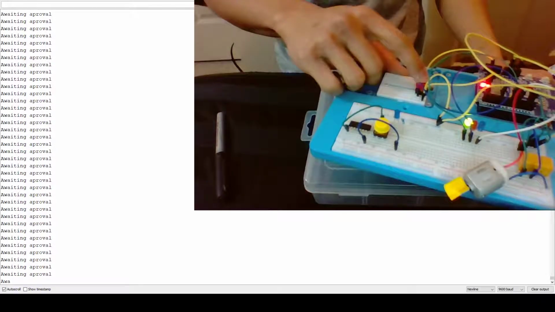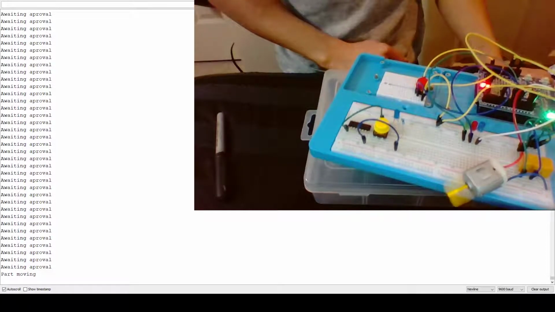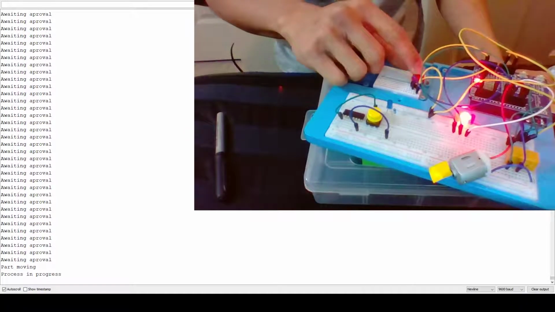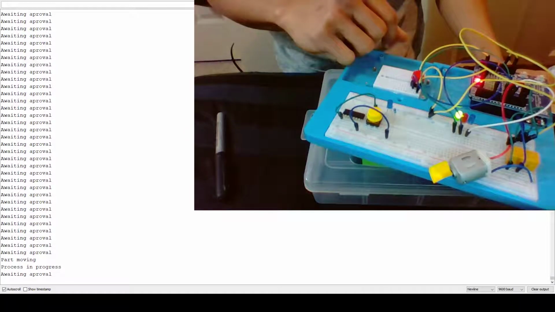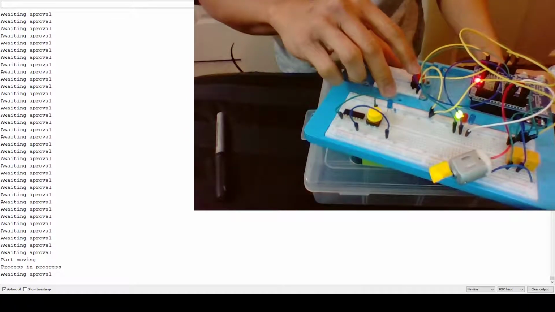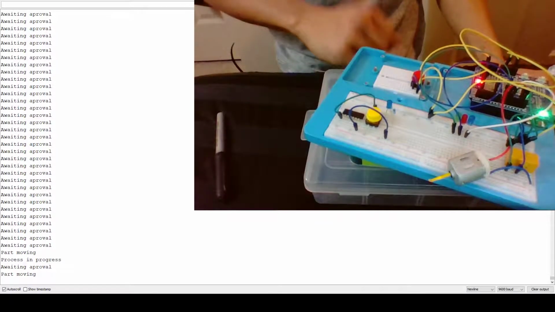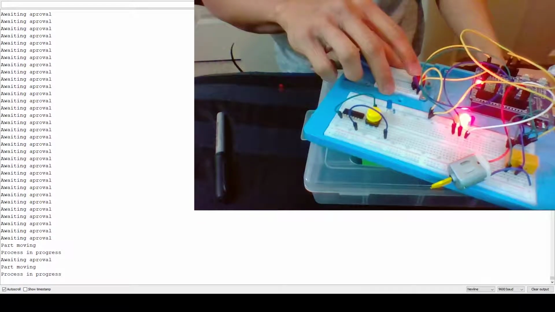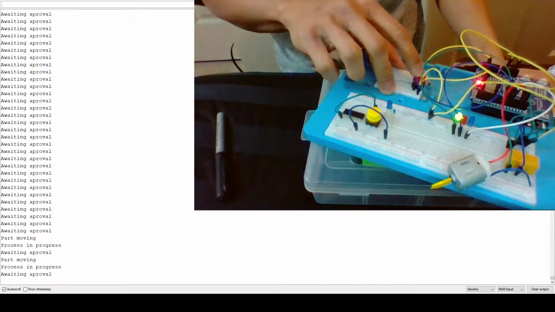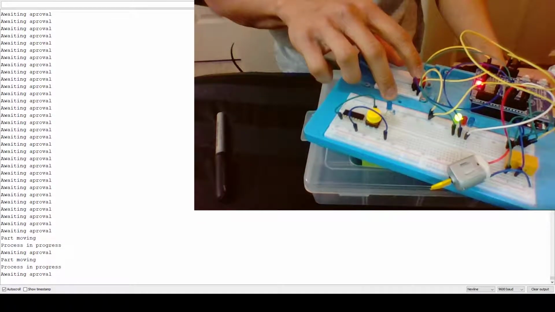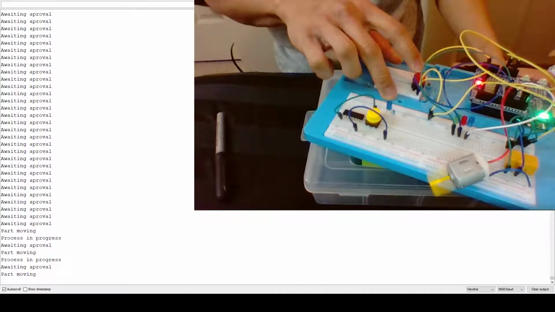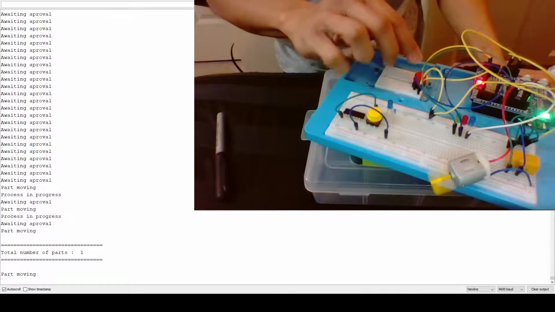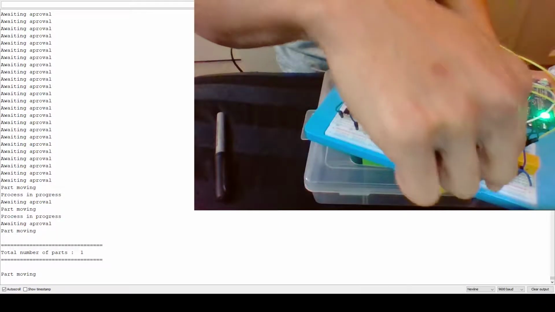So I give approval by pressing the button, and then the part is moving, process is happening, process is over, awaiting approval, motor spinning, process happening, awaiting approval, moving the part, and then it shows us how many parts are ready to be assembled.